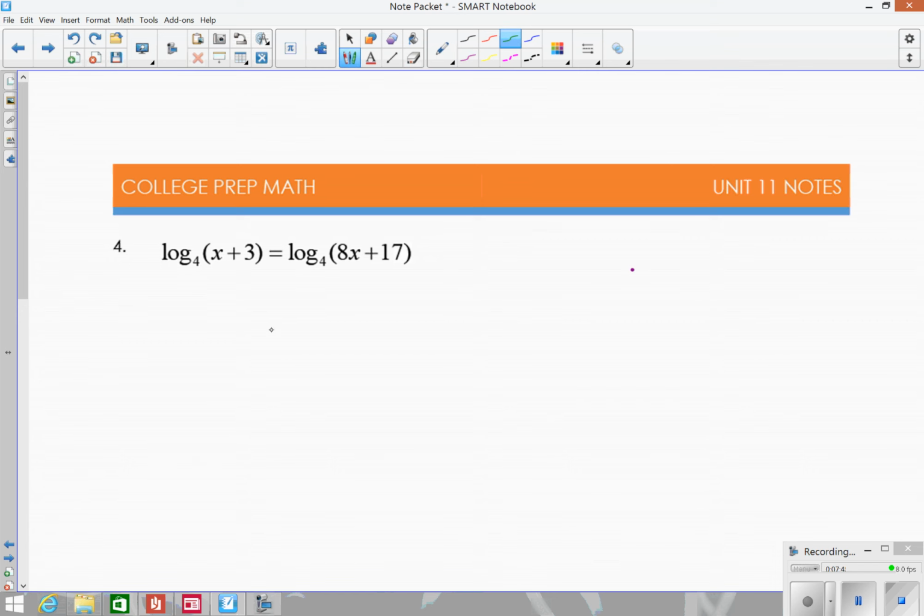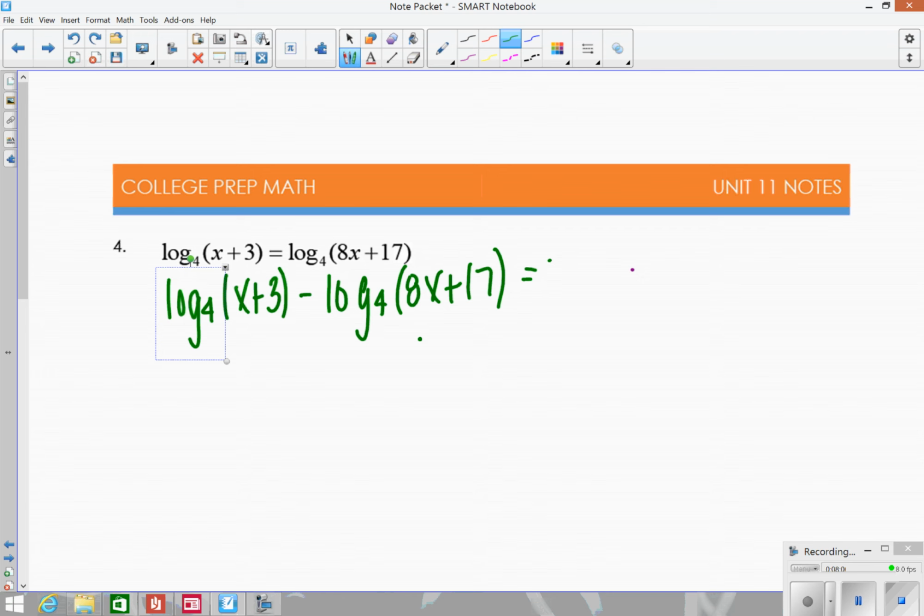So using the log properties, what I would do is subtract this log over. So let's just rewrite this. And I subtract this over, so I get equal to 0. So I just brought it over. Now, using the log properties, we know that we can condense this as log base 4 of x plus 3 over 8x plus 17, because it's subtraction, so it becomes division.